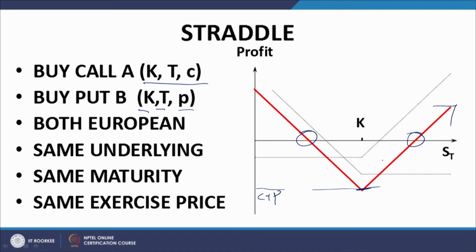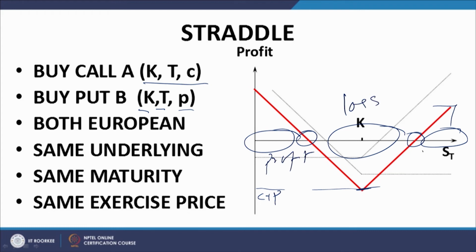Now, the question is, what is the investor perception when taking up the strategy? You can see that the investor who has implemented the strategy tends to make a profit in this region and in this region, whereas it tends to make a loss in this region. Profit, loss, profit.